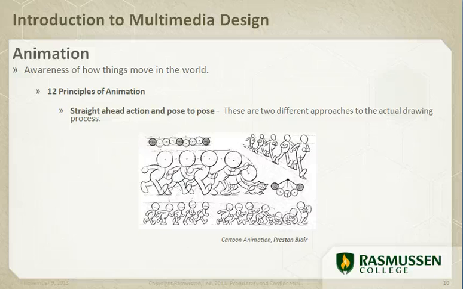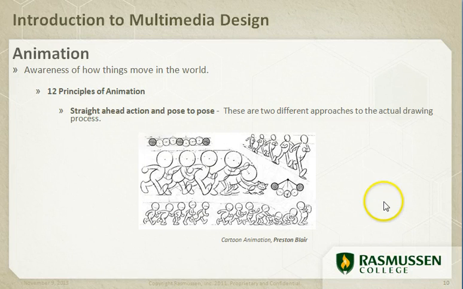The next principle is straight ahead action and pose to pose. These are two different approaches to the actual drawing process or animation process. Straight ahead action means drawing out a scene frame by frame from beginning to end, while pose to pose involves starting with a drawing of a few keyframes and then filling the intervals in later. These intervals are referred to as in-betweens or tweens in animation.